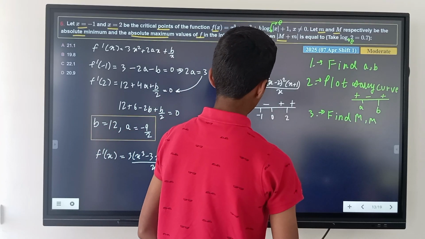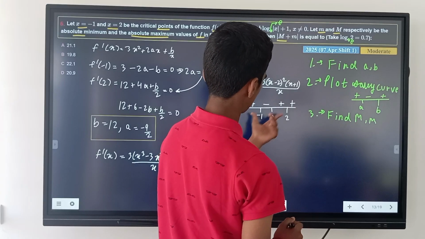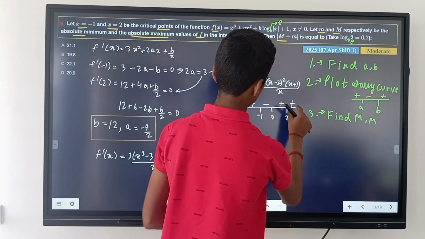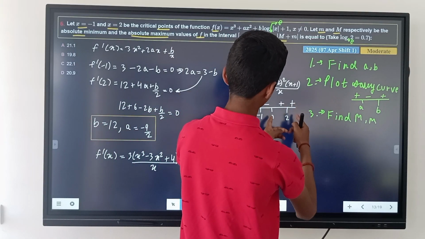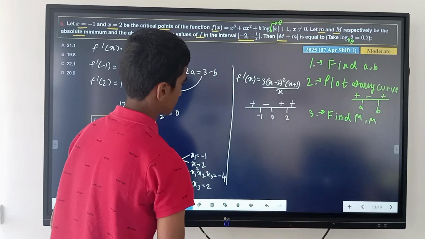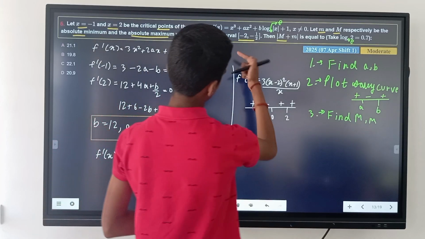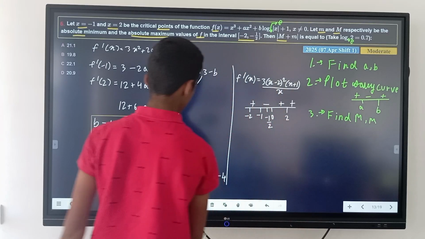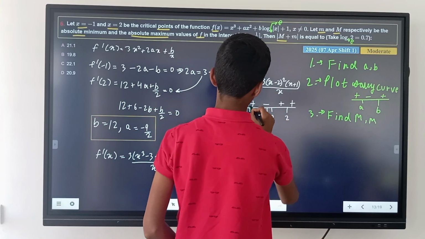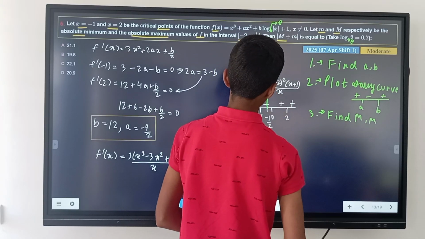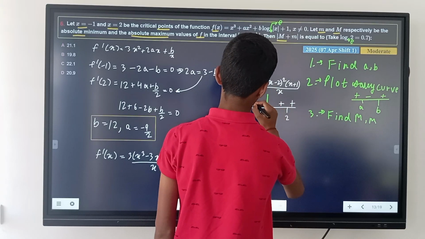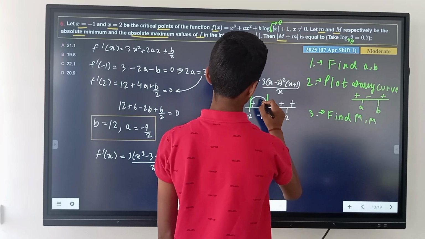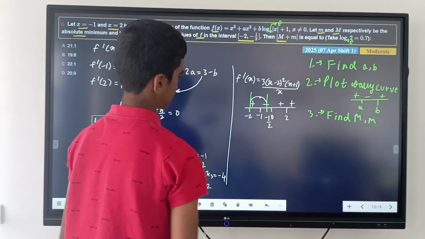Now, I have also used the short trick to find the signs, or you can use the standard method: check the value for greater than 2, check the value between 0 and 2, and so on. Now the question has given us the interval of minus 2 to minus 1 upon 2. So in the question we have this interval. Now this is plus, this is minus, so the point will be like this.